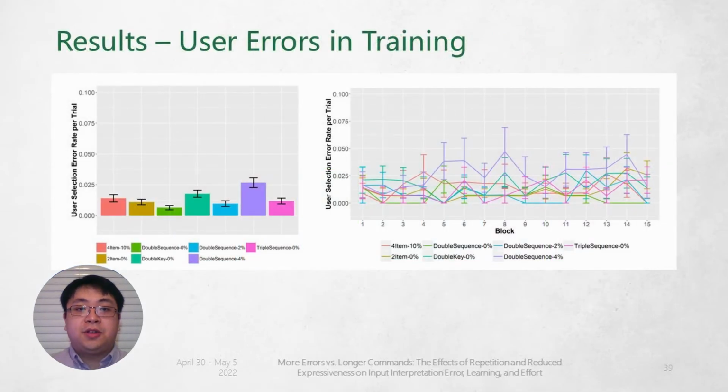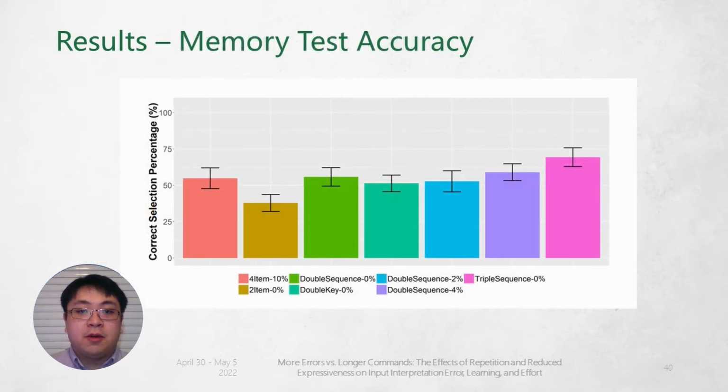When looking at the user error rate during the training blocks, no differences were found between any of the error reducing conditions and the baseline condition. During the memory test, there were no significant differences in accuracy between the baseline and any of the error reducing techniques. Subjective evaluation of the participants' perceived effort also showed no differences between any of the conditions.